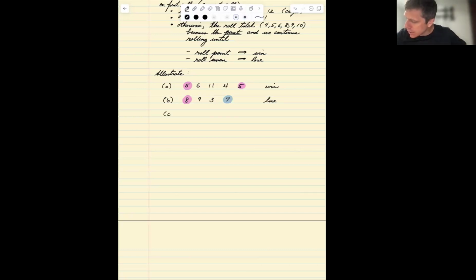Another scenario would be that we roll a 7 on the initial roll. That's a win. So a 7 on the initial roll is a win. A 7 after the point is established is a loss. It's just how it works. And just to give one more example, a 2, snake eyes, on the first roll, that's a loss.